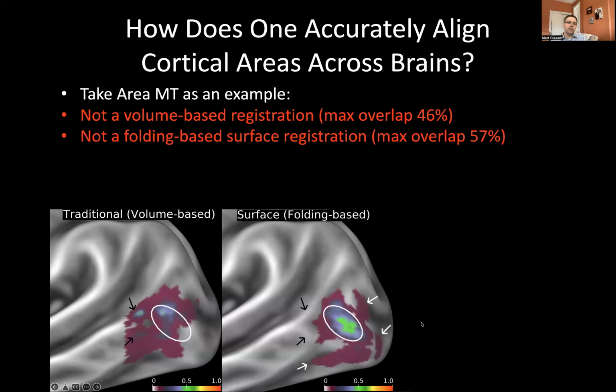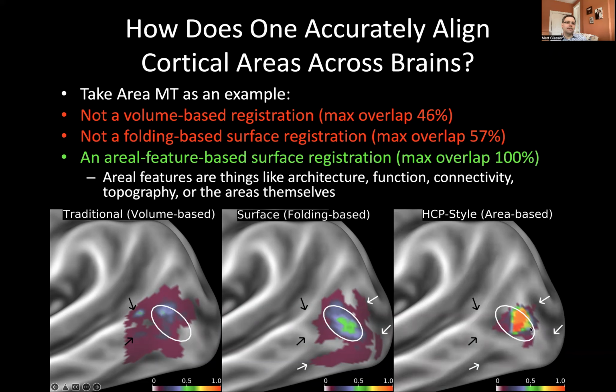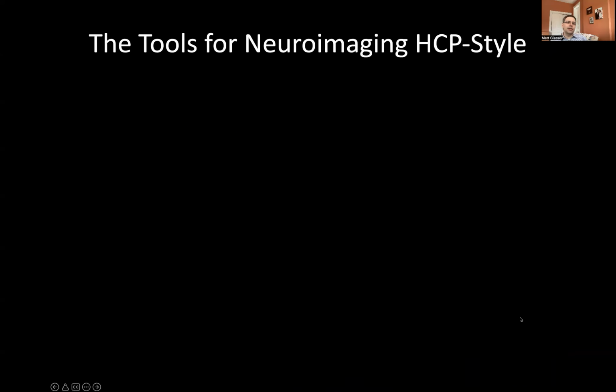A folding-based registration does do better. Our overlap's over 50%. We've got a bigger single hotspot of high probability. We've still got individual subjects whose cortical areas are not aligned to that hotspot. Turns out an areal feature-based surface registration does quite a bit better, gets us to 100% overlap. And by areal features, I mean things like architecture, function, connectivity, topography, or the areas themselves.